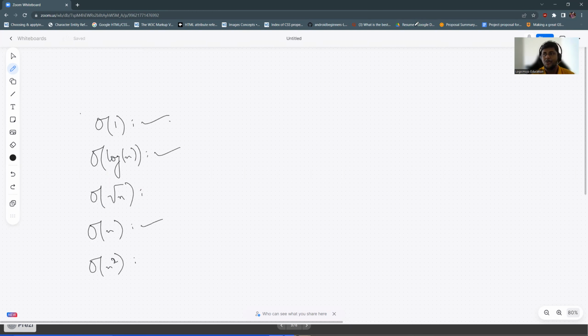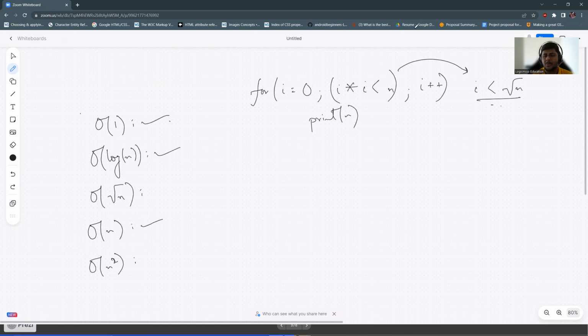Now let's talk about root n. For root n, the loop remains the same. There are 2 ways to write it: i into i is less than n, i plus plus, or we can write the same thing as i is less than root n. Any way that is feasible to us, it depends on the problem. It's programmer's preference. Most people go with this, some might also go with this.